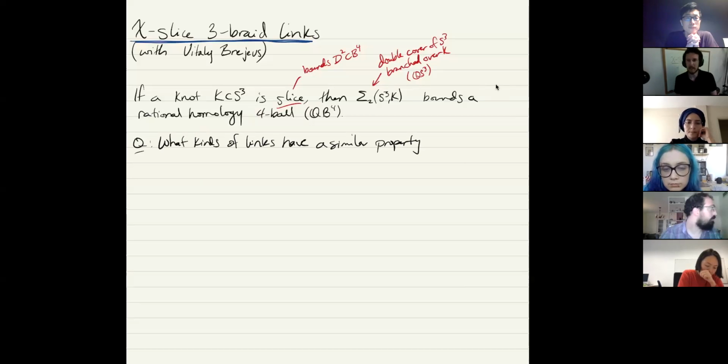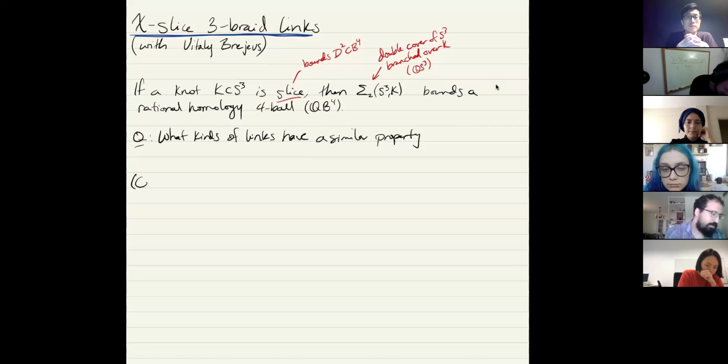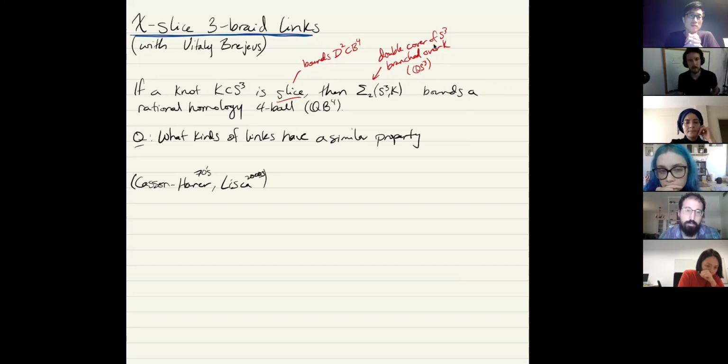And there's a lot known about this. Going back to Casson and Harrer, the first result here goes back to Casson and Harrer. This is from the 70s, maybe even 72, early 70s. Also Lisca, this was in, I don't know, the 2000s. And they proved the following thing. If you have a link, L is a link, with determinant non-zero.